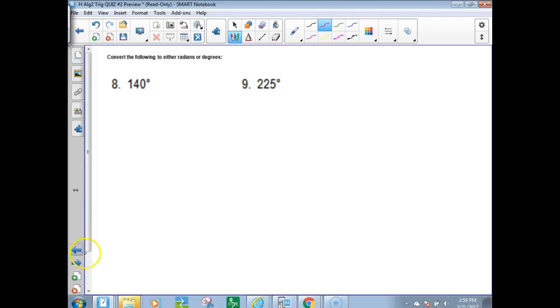All right, convert the following to either radians or degrees. We already practiced that on the last couple of questions. The conversion factor, multiply by pi over 180 if you want degrees to cancel out. And then you should do this in a reduced fraction form. So I'm going to get 7 pi over 9 times pi over 180 for this one. Just go ahead, 5 pi over 4.